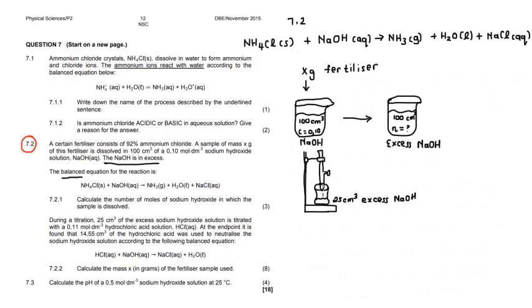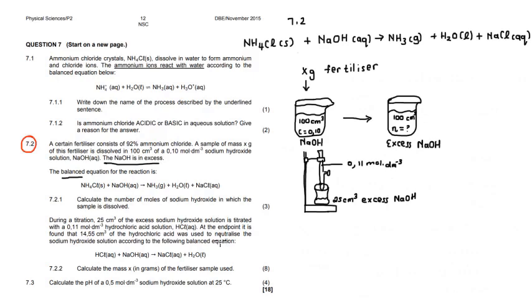Okay, so we put a burette over there, and in this burette we fill it with some hydrochloric acid. This hydrochloric acid has a concentration of 0.11 moles per decimeter cubed. It has some volume, basically the volume that we added to the sodium hydroxide that's in the conical flask, so that the reaction goes to completion.